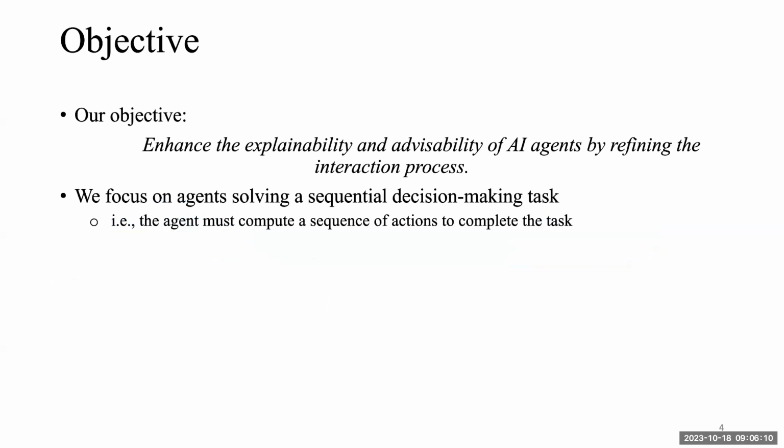Based on that, our objective in this proposal is to enhance the explainability and advisability of AI agents by essentially focusing on refining the human-AI interaction process. And our focus is on agents that are solving a sequential decision-making task. That is, the agents must compute a sequence of actions to achieve the goal or complete the task.